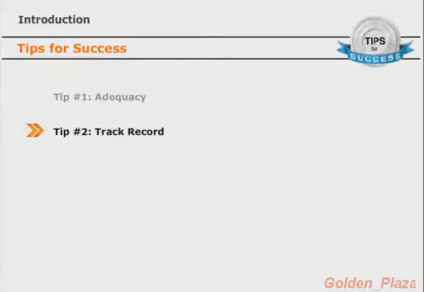Tip number 2, track record. Mortgage lenders obviously want to know how you paid your debts in the past. This is where your credit score and credit history report come into play. By working to improve your credit prior to applying for your mortgage, you may stand a better chance of demonstrating a successful track record.